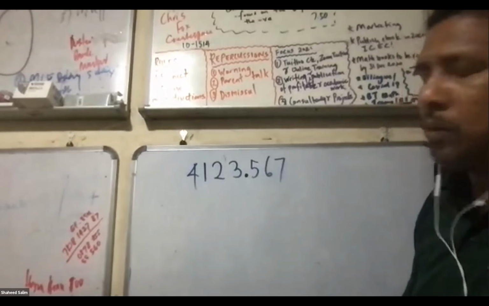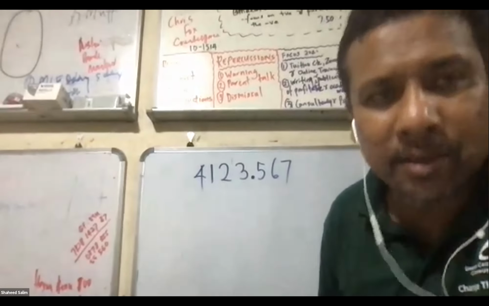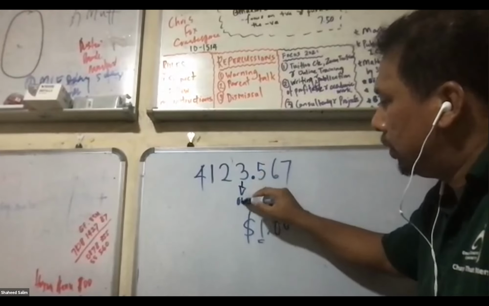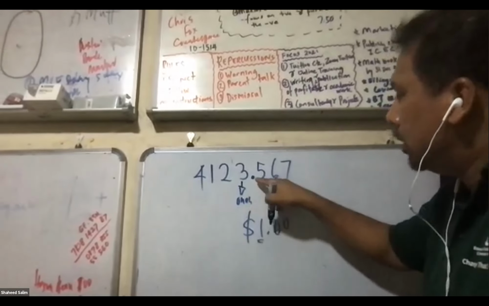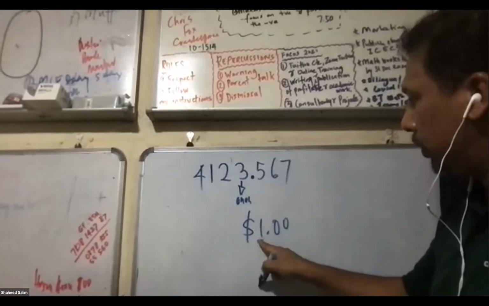So now, first of all, we must know the position. Where is the ones? So you write, what is the 1? You look, your 1 is before the dot. So this is the ones. So how do you know this is the ones? It's before the dot. See, the 1 is before the dot.